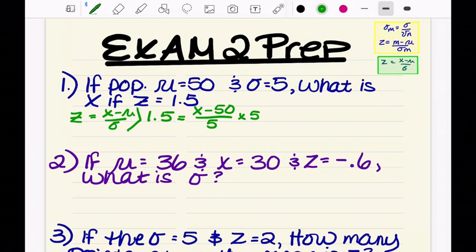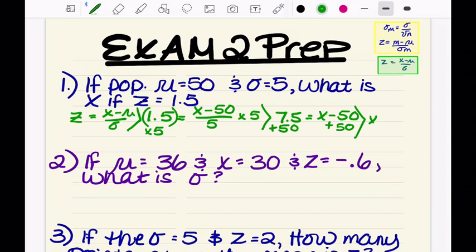We'll plug the numbers in that we've got and multiply by 5 on either side to get rid of our denominator. And that gives us 7.5 equals x minus 50. Then we'll add 50 to each side and determine the value of x, which is going to be 57.5.